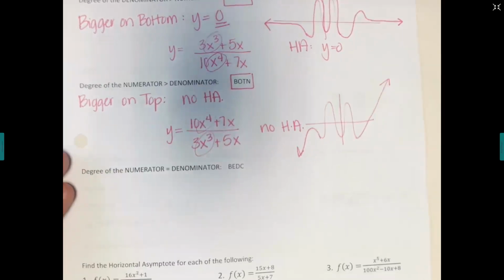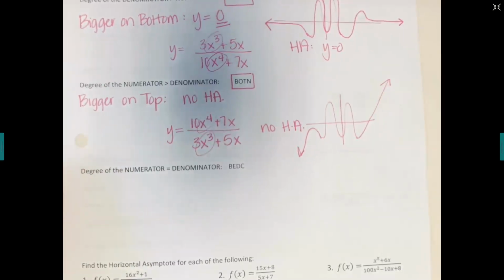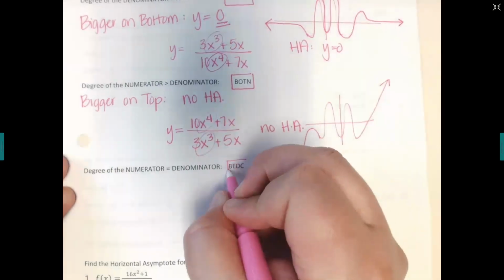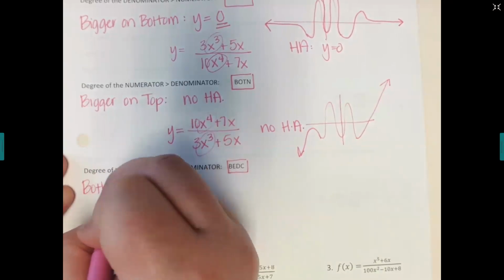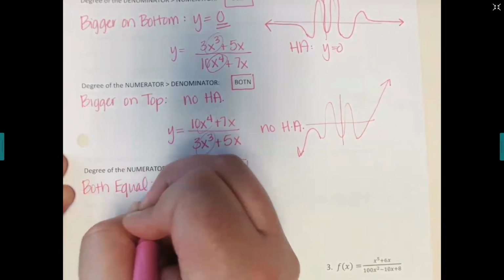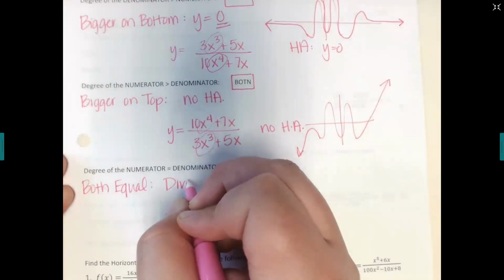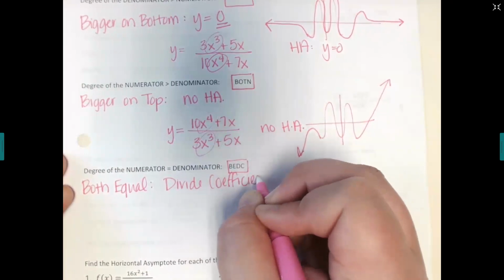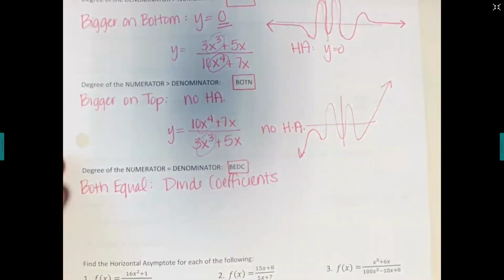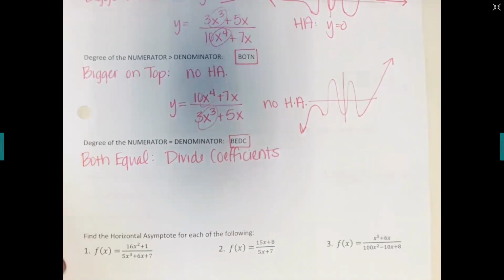The last option: it could be bigger on bottom, it could be bigger on top, but the other option is there could be a tie, that both of their powers are the same. We're gonna call that BEDC. BEDC stands for both equal powers, divide coefficients. You're gonna divide the coefficients in the front.